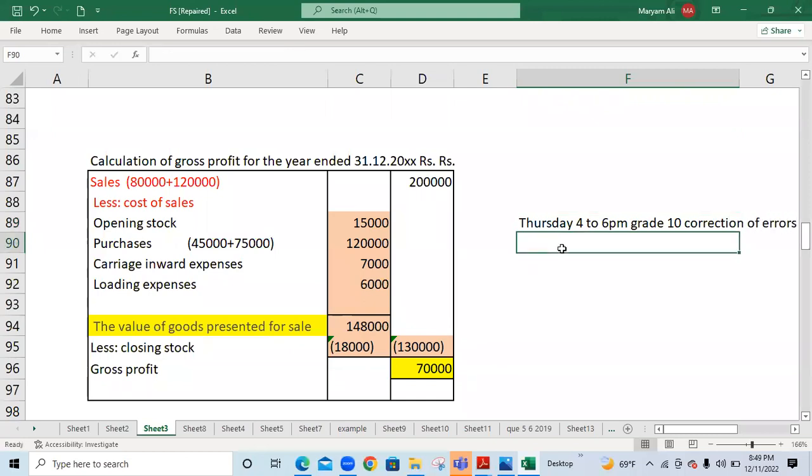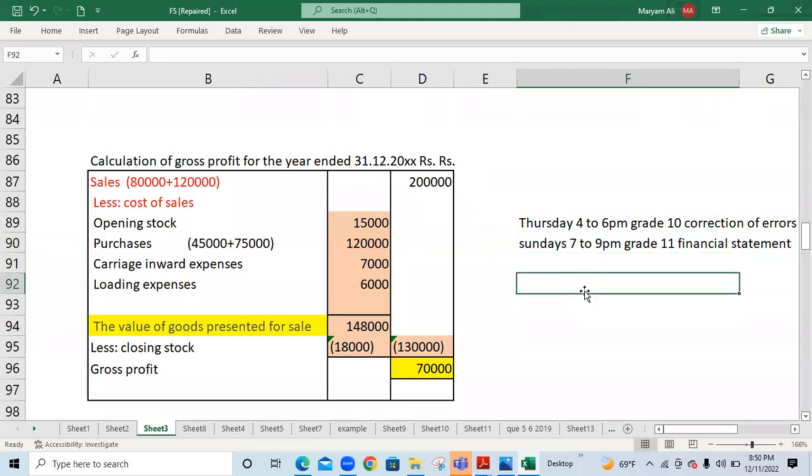Then on Sunday, from 7 to either 8:30 or 9 based on the part we are doing, we will be doing grade 11. We will continue grade 11, which is financial statements. Both fees together are 1,200. You don't have to pay separately. For both grade 10 and 11 together, it's 1,200 per month. Per week it will be around 3 to 4 hours.